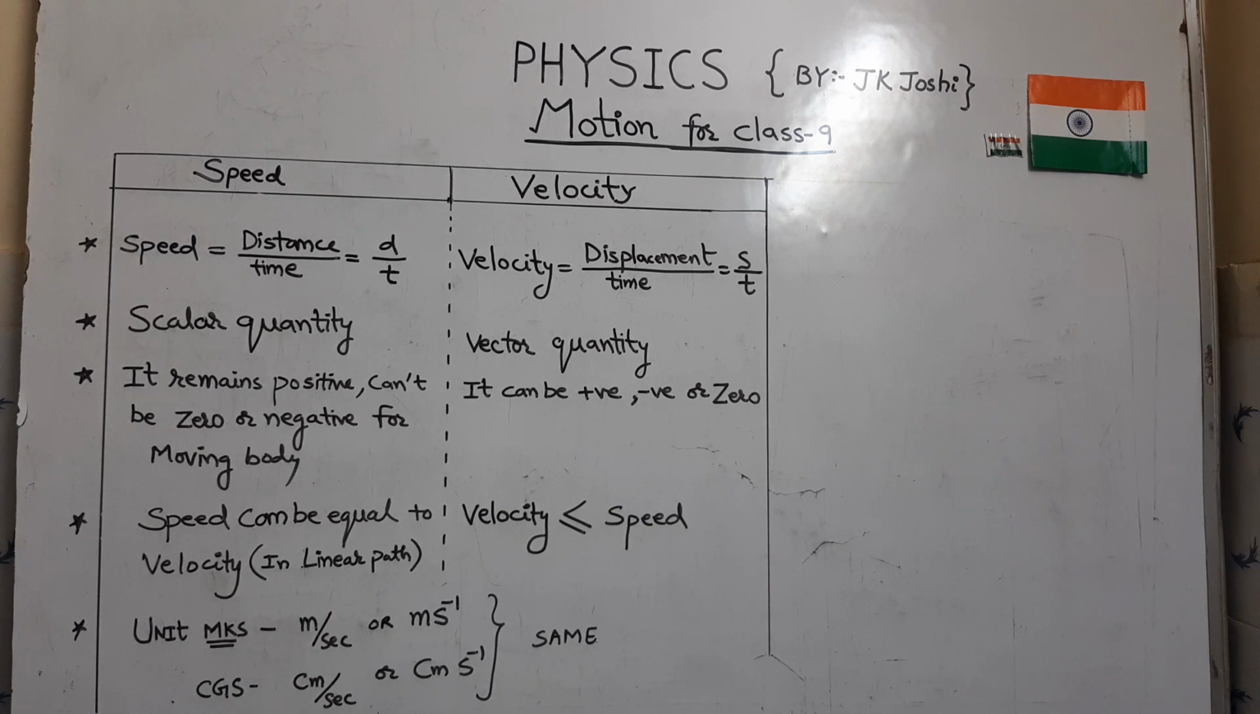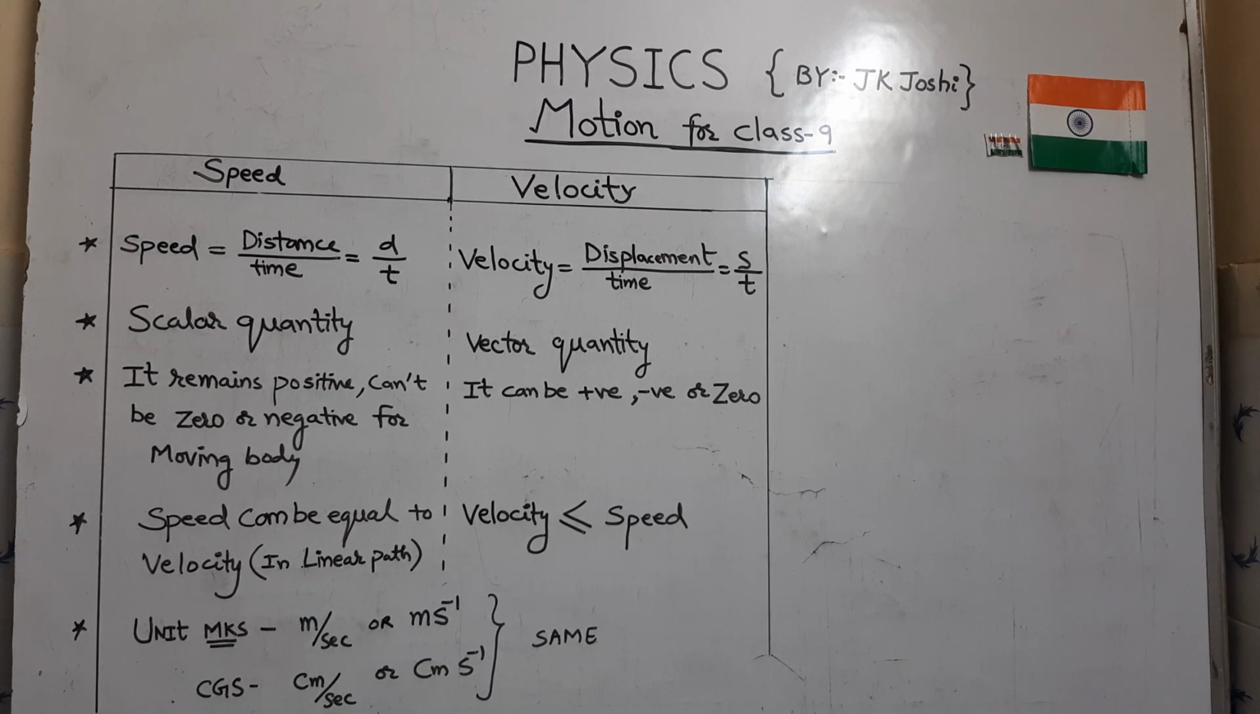Today's topic is the comparison of speed and velocity for class 9th motion. Students, the rate of distance covered by a particle is called speed, whereas the rate of displacement covered by a particle is called velocity. There is no difference in the symbol of speed and velocity. Both are represented by the symbol V or U in class 9th.